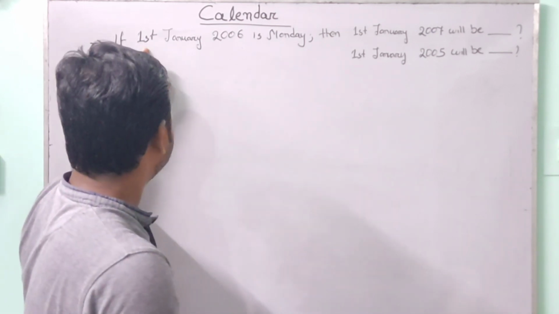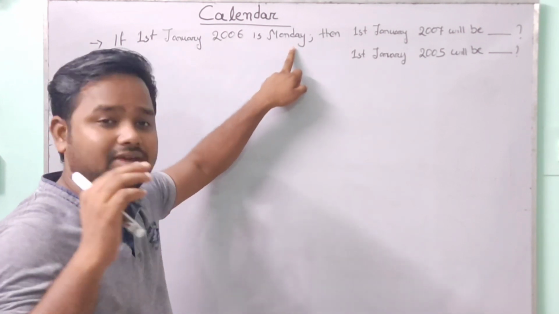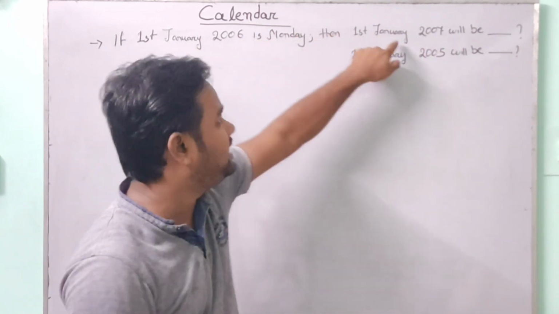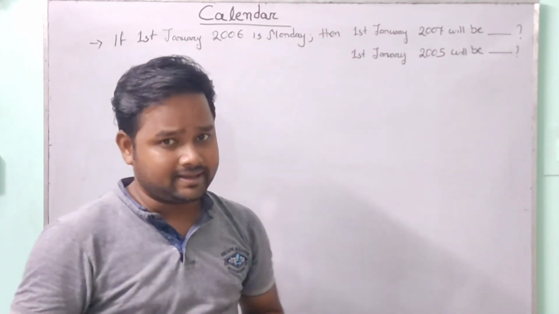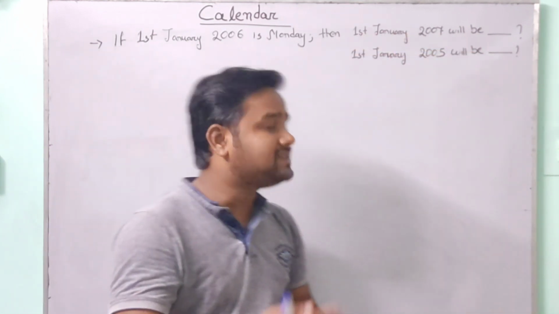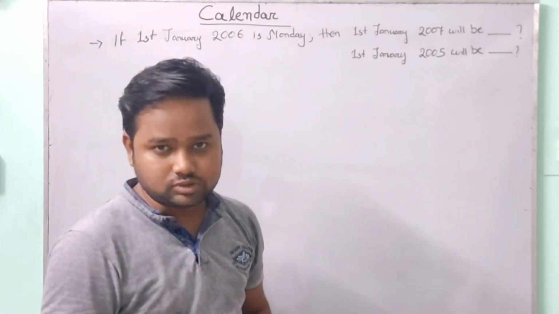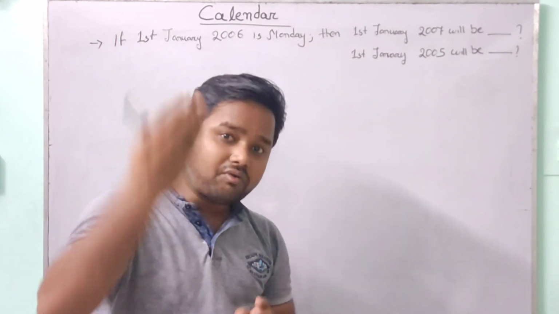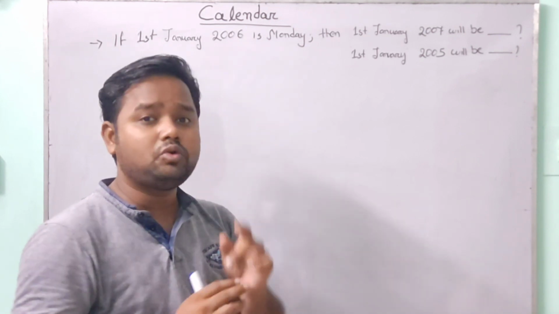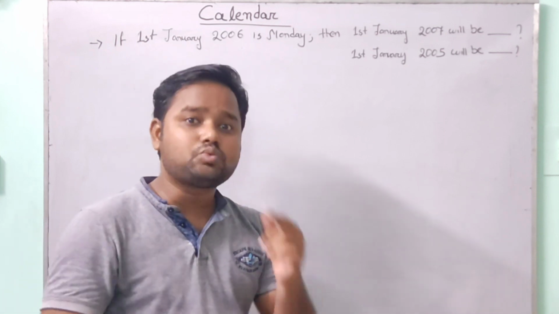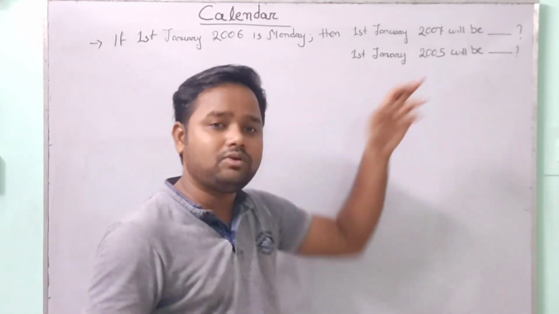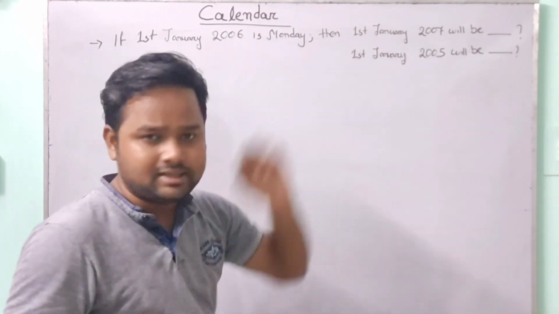Since 1st January 2006 is Monday, if you are going ahead from 2006 to 2007, the same day will be added with 1 day. That means since it is Monday, 1st January 2007 will be the next day. Monday plus 1 is equal to Tuesday, if you are going 1 year forward. If you are going 1 year backward, the same thing is done. That means 1 year backwards means 1 day backwards. 2006 is Monday, so 2005 will be the previous day. Previous day means it will be Sunday.